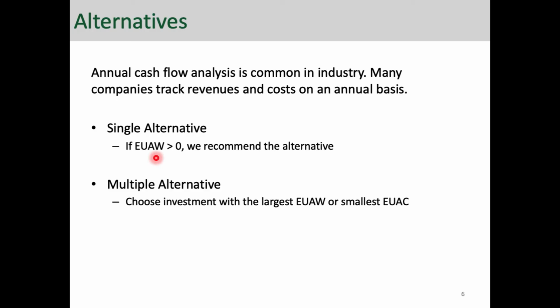So when you have a single alternative and you want to evaluate that, if the EUAW, the annual worth, is positive, we recommend the alternative. And if you have multiple alternatives, you choose the one with the largest annual worth, or if everything is cost, with the smallest annual cost.